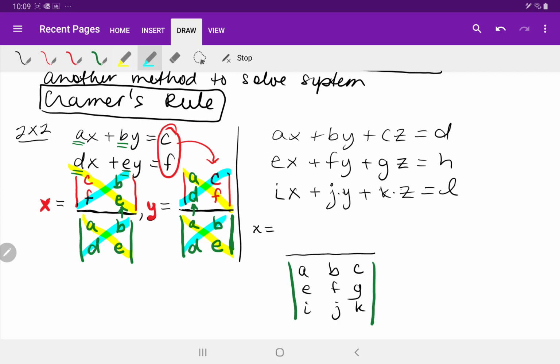Now, when would this give you an error? When would this give you an error in your process? So this only works when what?